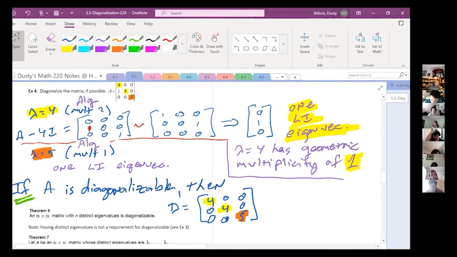Gerald asked, what's the difference between geometric and algebraic multiplicity? That's a good question. Let me come back to that in a moment. Let's see if we can finish this up, and then I'll see if I can clarify what's going on there. So how many linearly independent eigenvectors are there in this particular example? There's a total of 2. And our matrix is 3 by 3. So is this thing diagonalizable or not?